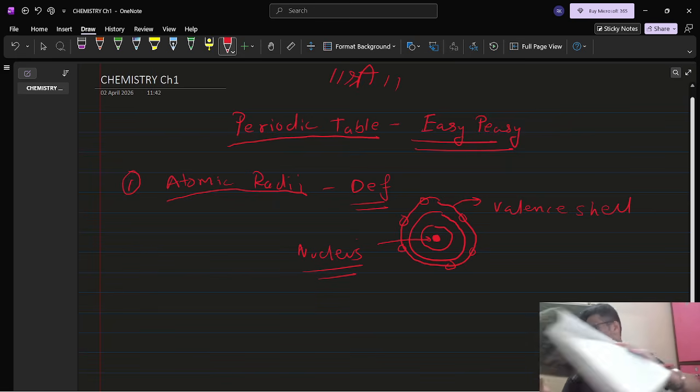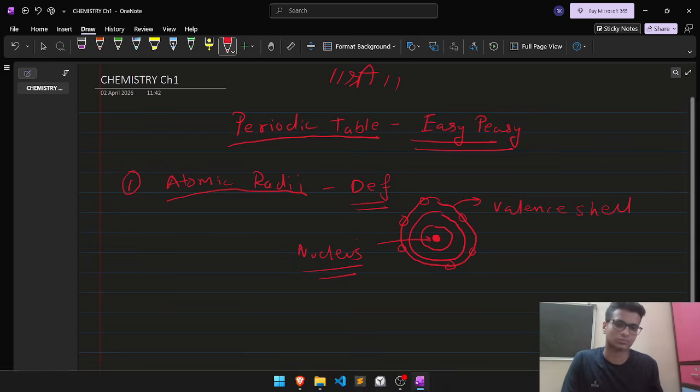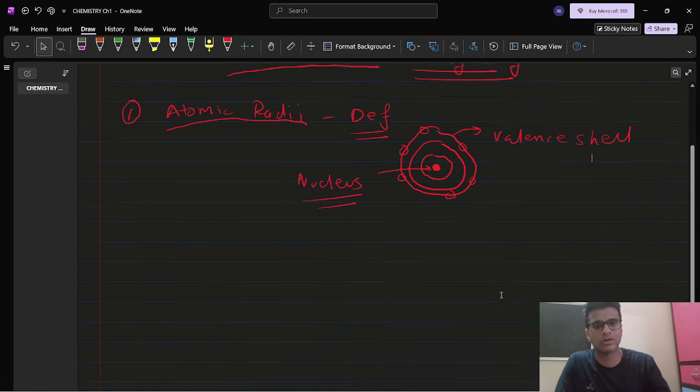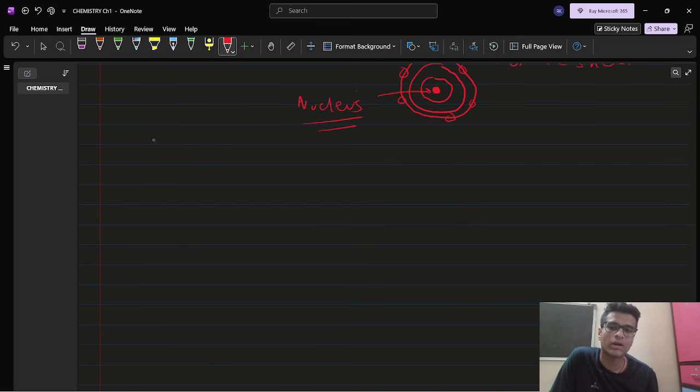So once you do the definition, you need to see the trends. What I mean by trend is, when you go from left to right, what happens? When you go from right to left in the periodic table, what happens? That is all we need to check. Before that, we need to know the factors which affect it. Factors affecting atomic radius. The first factor and the most important is the number of shells.